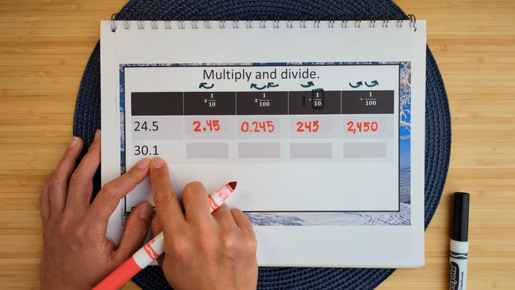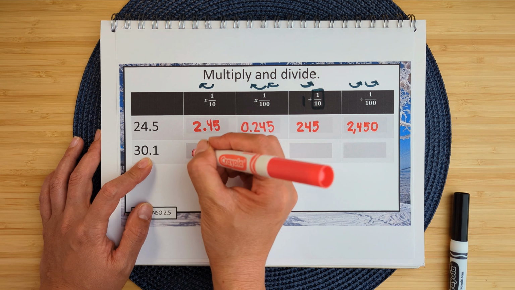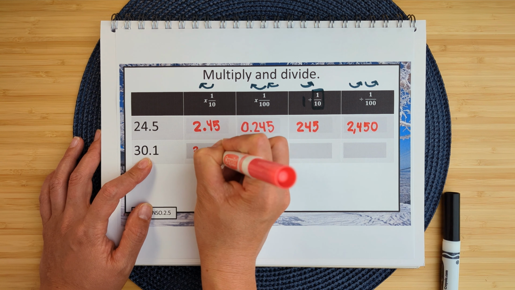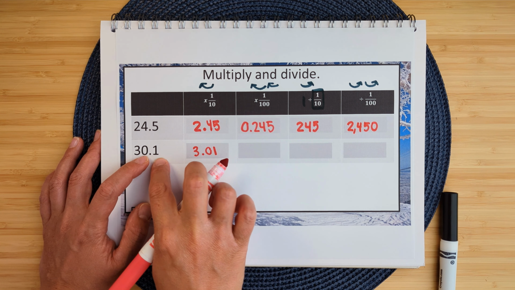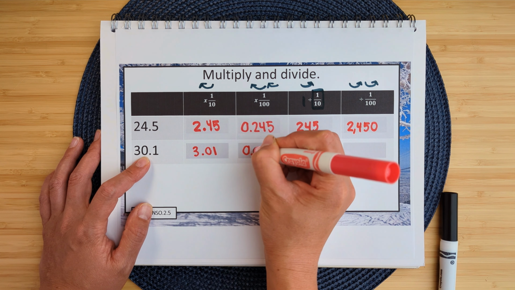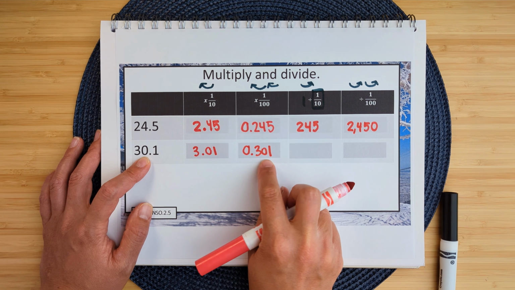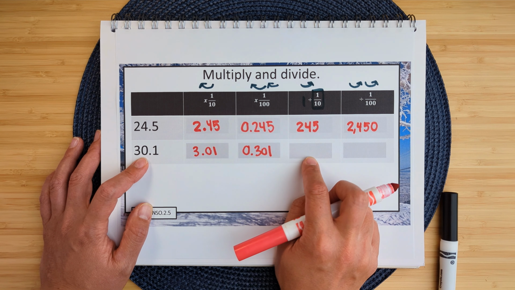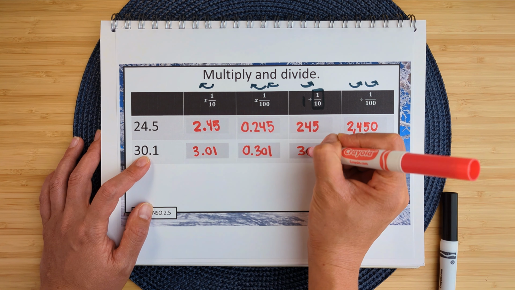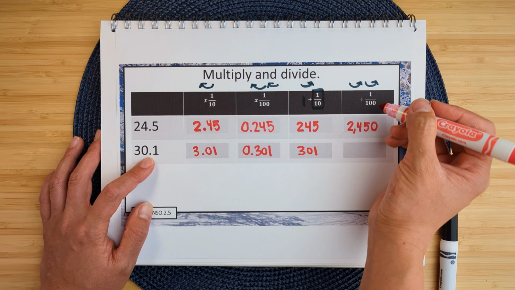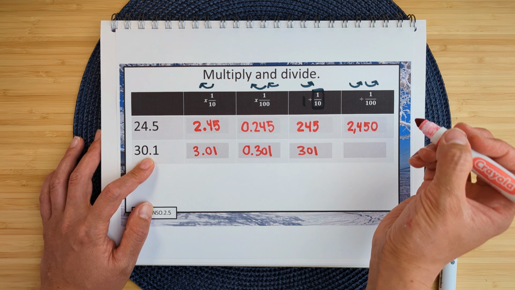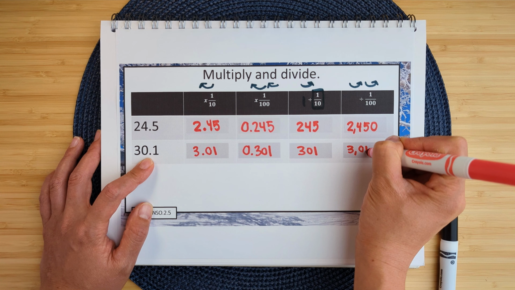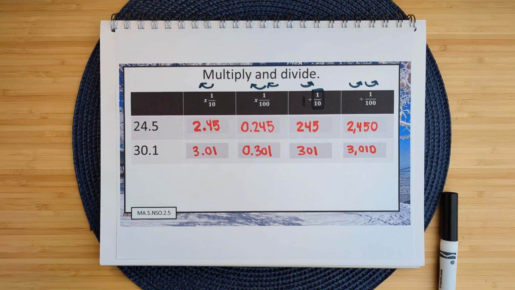And then 30 and 1/10, 1/10 of that is 3 and 1/100th. 100th of that is 301 thousandths. And then how many groups of 1/10 are in 30.1? 301, because you're multiplying by 10 in essence. And then divided by 100th is 3,010. And that is it for number sense and operations.